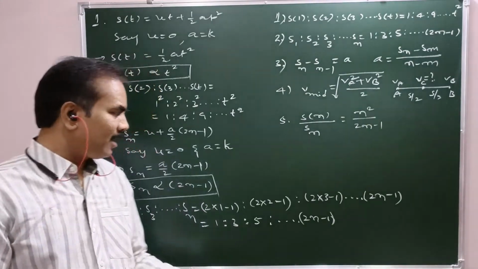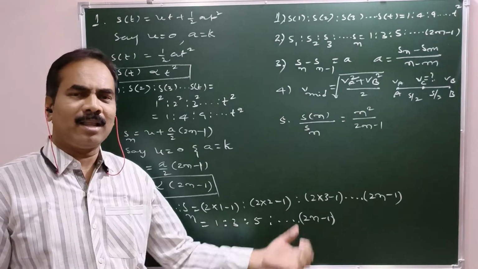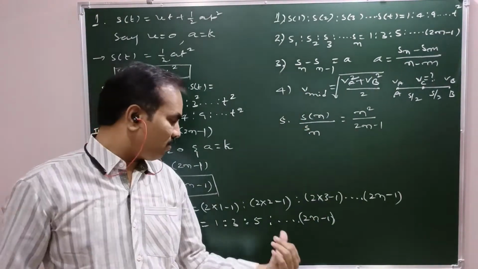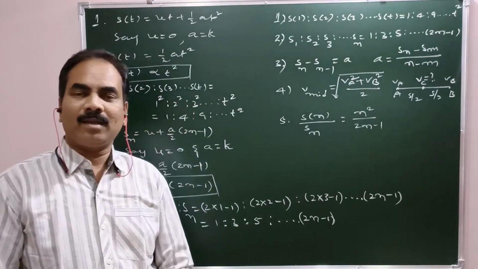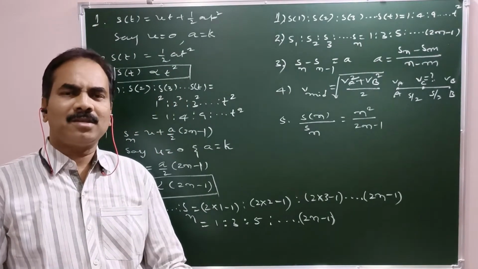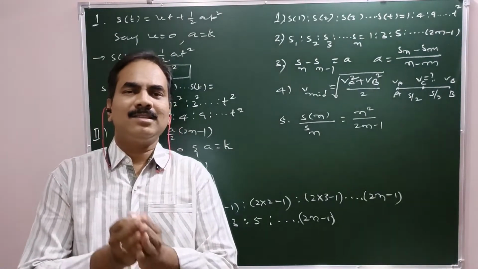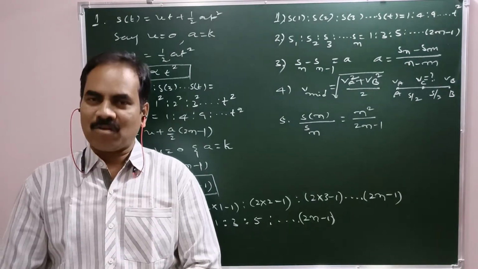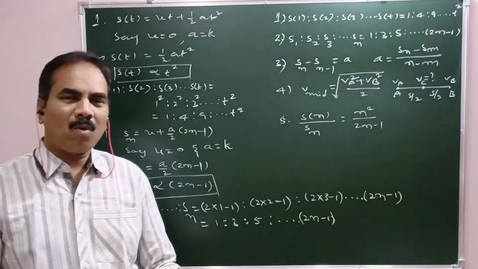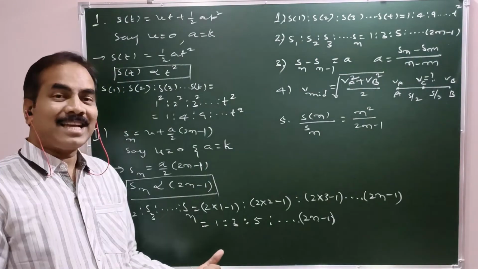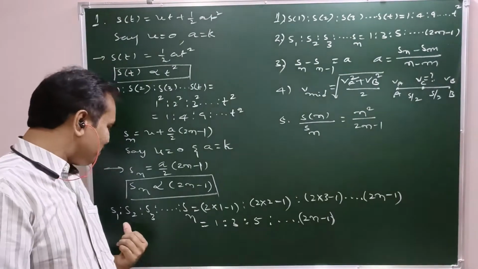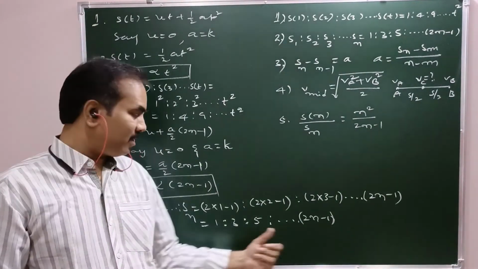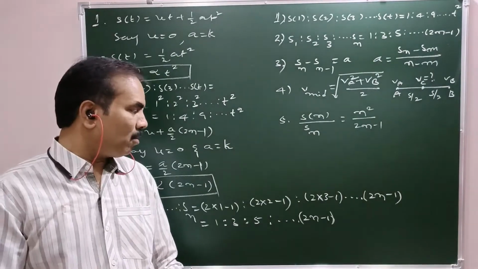That is, in first hour, in second hour, in third hour, in fourth hour, in fifth hour, in sixth hour, up to 24th hour means once again 1 is to 3 is to 5 is to up to 2n minus 1. Right? Suppose one particle is under motion for 60 minutes, whose initial velocity is 0, whose acceleration is constant. In that case also, what is the ratio of distances covered in successive minutes? That is in first minute, in second minute, in third minute, in fourth minute, the answer is the same, 1:3:5 up to 2n minus 1.